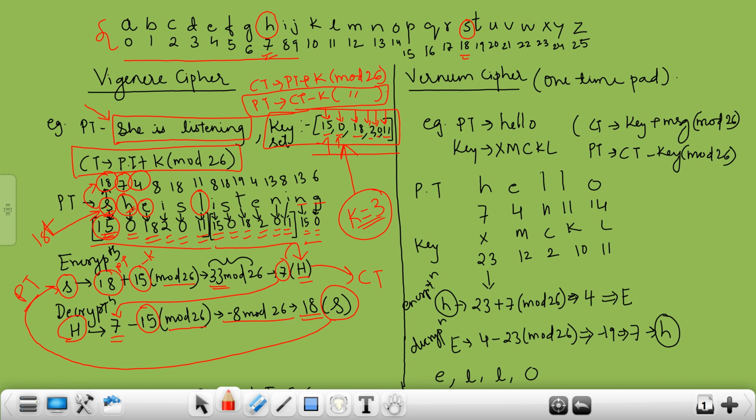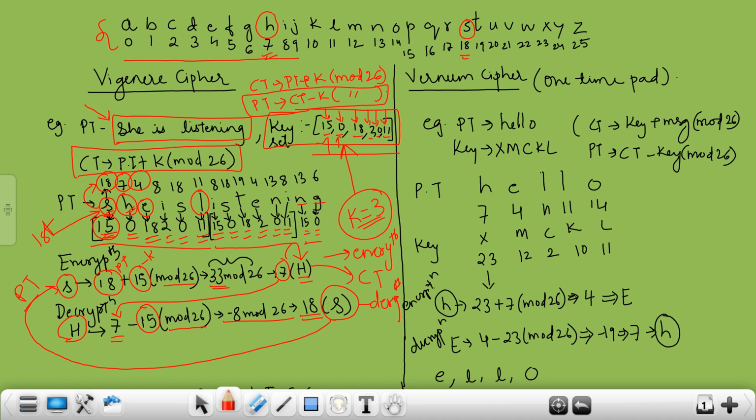Cipher text is nothing but plain text plus key mod 26, and then try to find the plain text back through the decryption part. So this is your encryption, what you have done. Always write clearly what is encryption, and this is your decryption. Now the question asked in the exam can be either to do encryption or decryption, or they might tell you to perform vigenere cipher on a particular plain text and key value. Then you have to do both encryption and decryption.